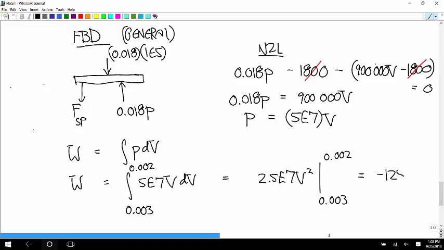Negative 125. Okay, so that's a pretty small amount of energy for all that calculating, all those powers of 10. But does it make sense that W comes out negative? Yes, and why? Because the volume's decreasing. Yep.